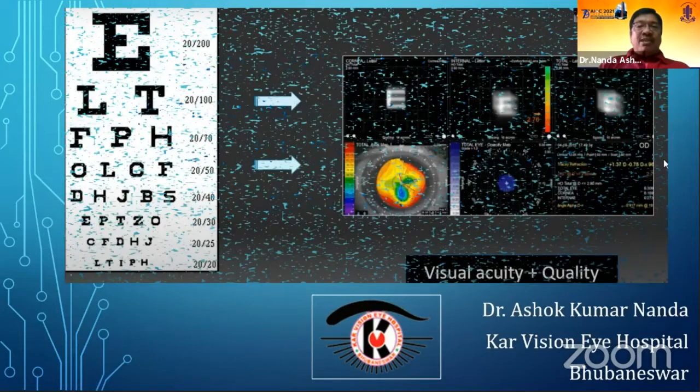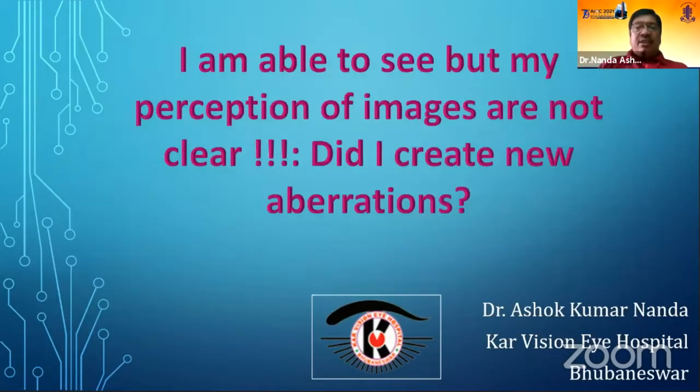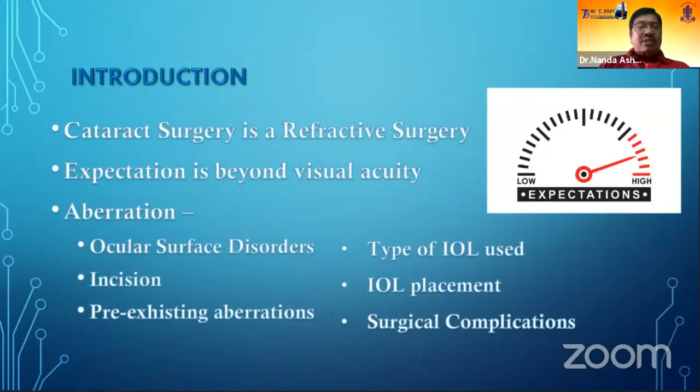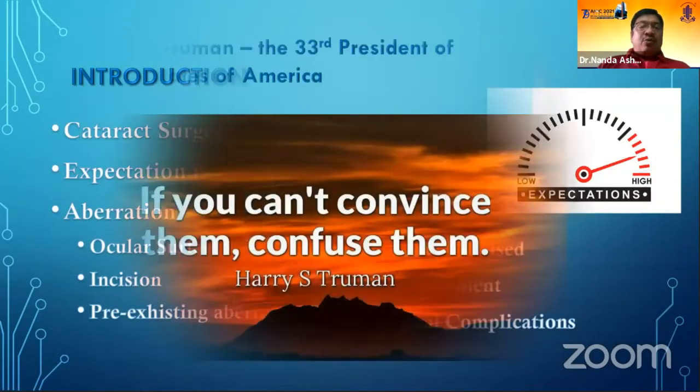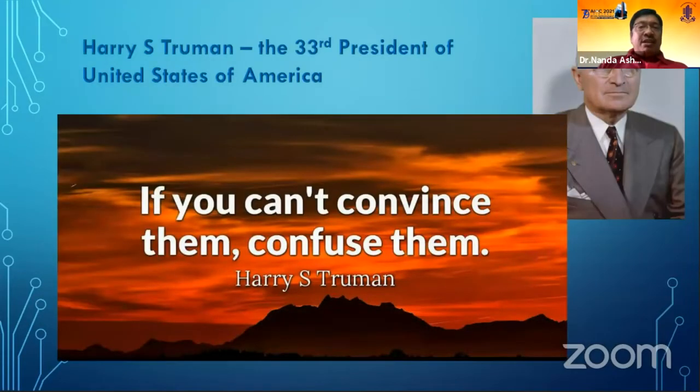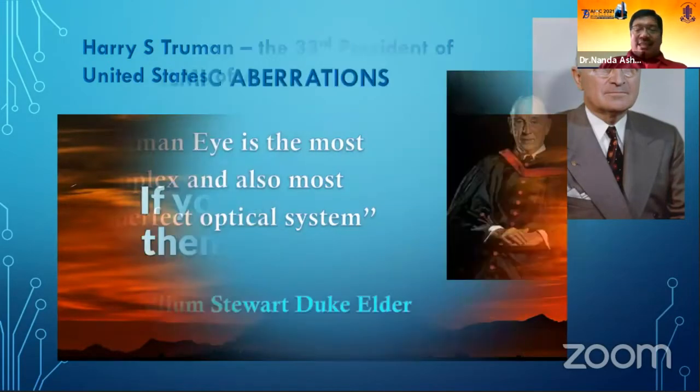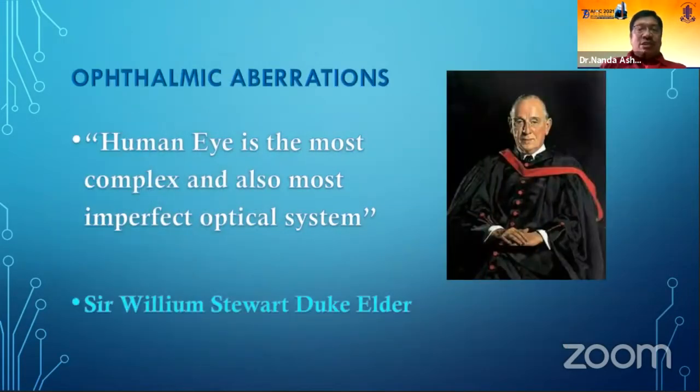So we get a lot of patients who say, well, my vision is okay, but my images are not that clear. So if we analyze the cause, one of the main reasons why the vision is not clear is because of aberration. When I was reading about aberration, I remembered Sir Truman had said, if you cannot convince the Senate, confuse them. In science, obviously, you cannot remain confused. So let's go into aberration in a little more detail.